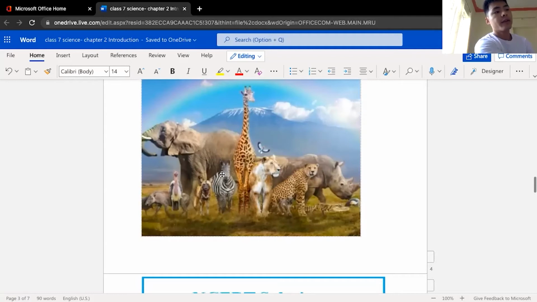They are actually known as natural cleaners. They're cleaners of the environment.